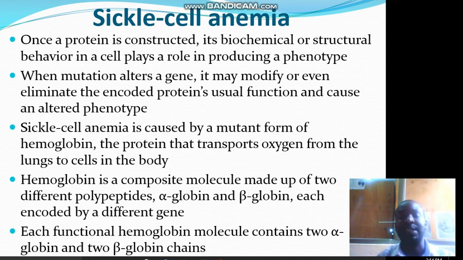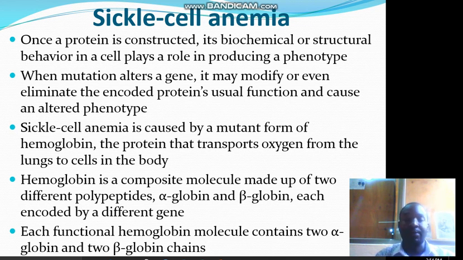Now, when a mutation occurs and alters the gene, that mutation may modify or even eliminate the protein which is supposed to be encoded by that specific gene. That protein's elimination will usually result in elimination of the function of that protein and therefore cause an altered physical characteristic, or phenotype, of the organism, in this case the individual.